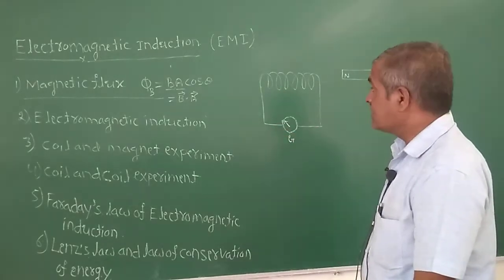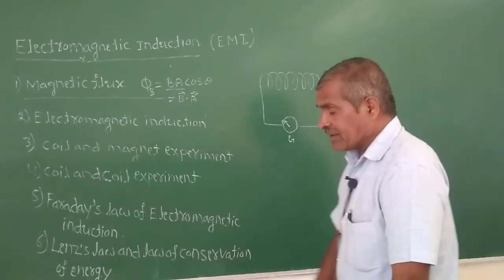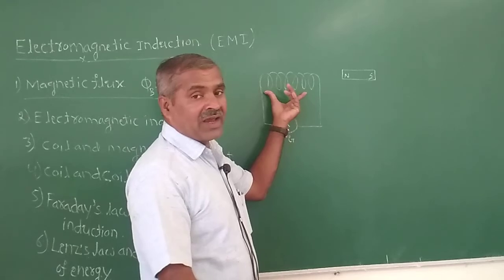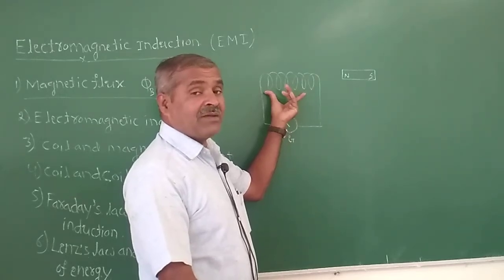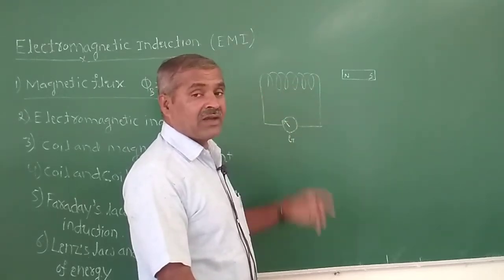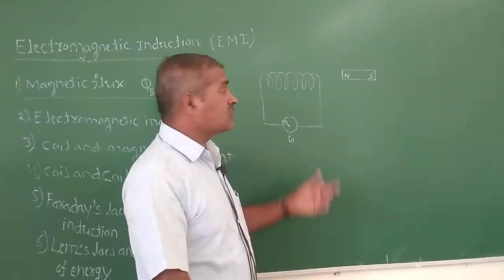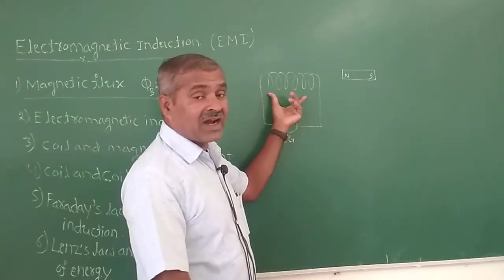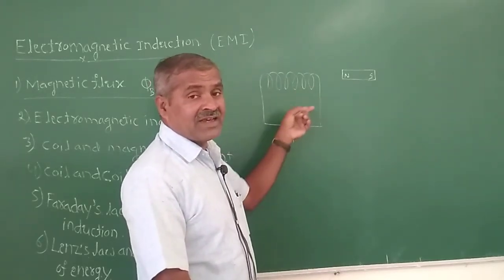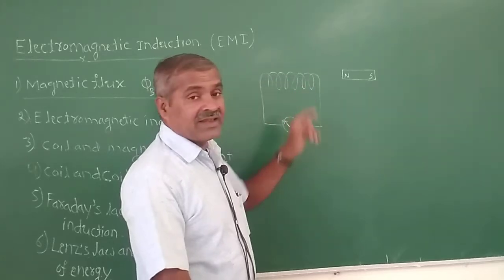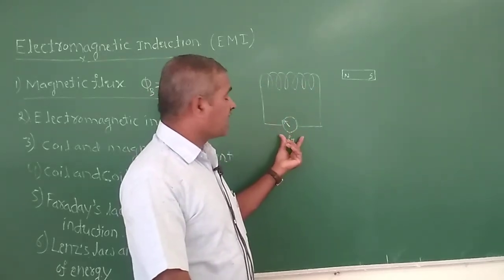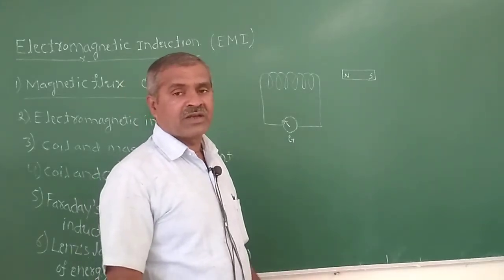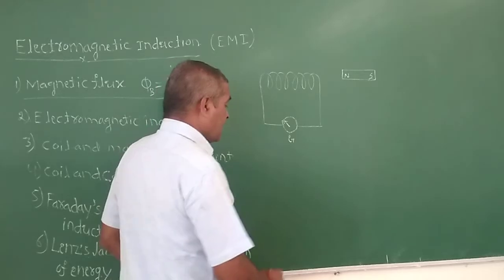Then what happens? The magnetic flux linked with the coil changes. Due to the change in the magnetic flux linked with this coil, EMF is induced in this coil. Therefore, an induced current is set up in the coil, and the galvanometer shows deflection. Clear?